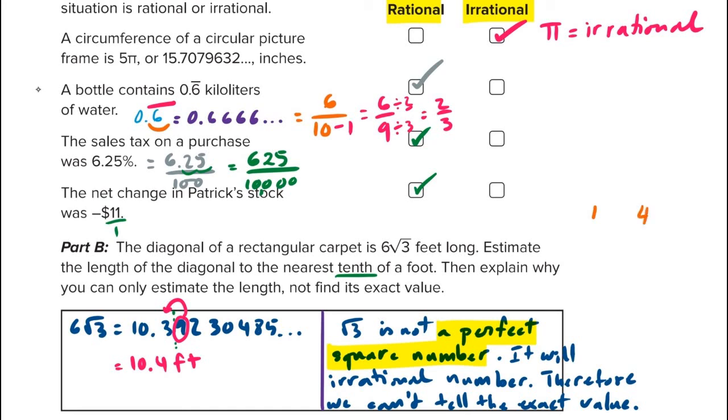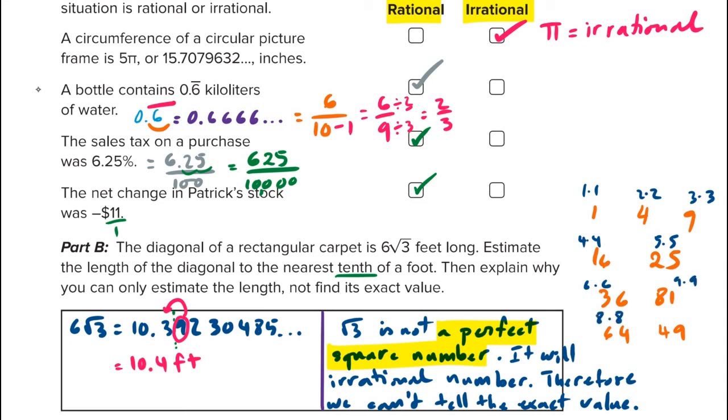For example, perfect square numbers are 1, 4, 9, 16, 25, 36, 49, 64, 81. Those numbers are perfect square numbers because 1 is 1 times 1, 4 is 2 times 2, 9 is 3 times 3, 16 is 4 times 4, and 25 is 5 times 5. So on and so forth, 6 times 6, 7 times 7, 8 times 8, and 9 times 9. So those numbers are perfect square numbers.